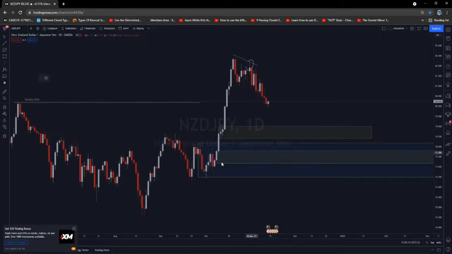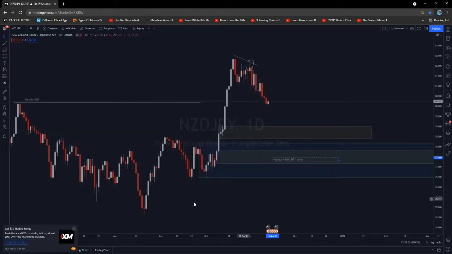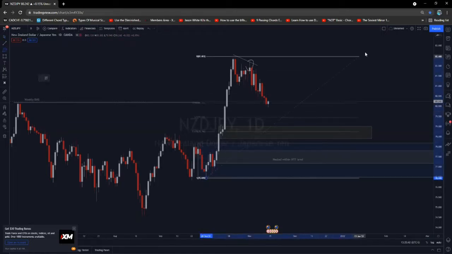So let me just write it down. It's nested within higher time frame levels. That's what makes it a higher probability area. But if you're looking at your fibs, remember we talked about fibs in the video that I uploaded on Thursday. This is an area where you have your 61.8.